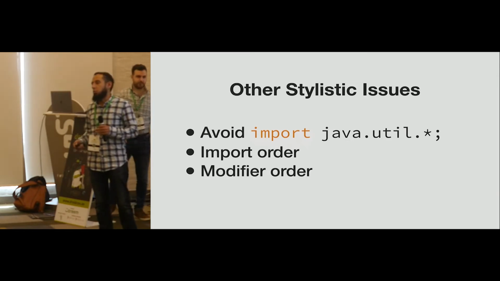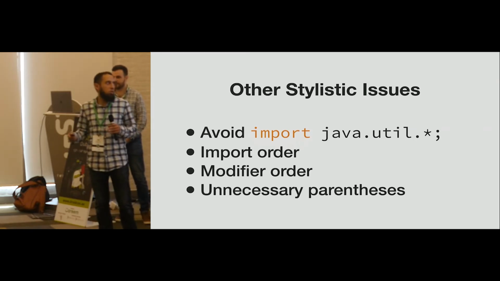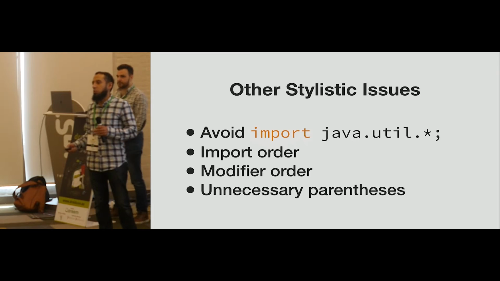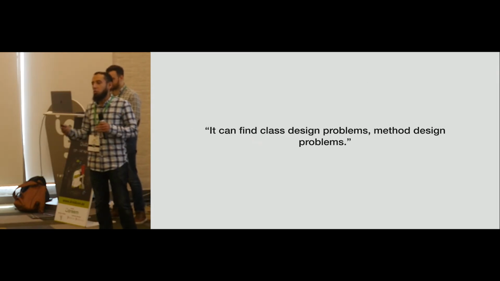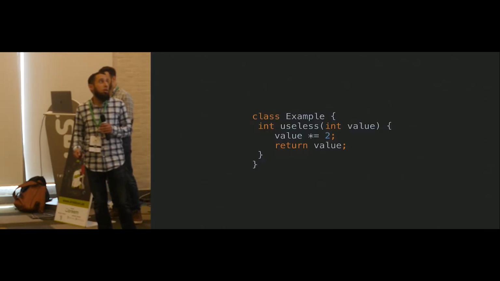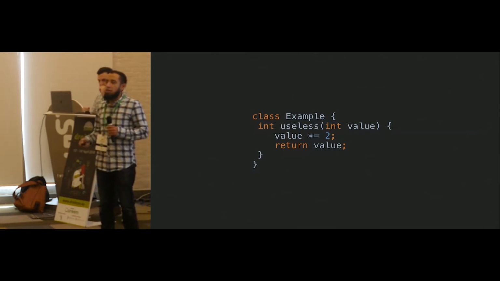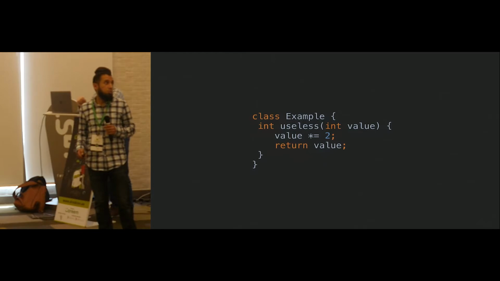The order of imports, some people like packages to come before org, and so on and so forth. The modifier orders are public fields before private fields or protected, like what order you do them in, adding unnecessary parentheses and so on. It also tries to catch some code smells and issues with design in your methods or classes. So let's give some examples.